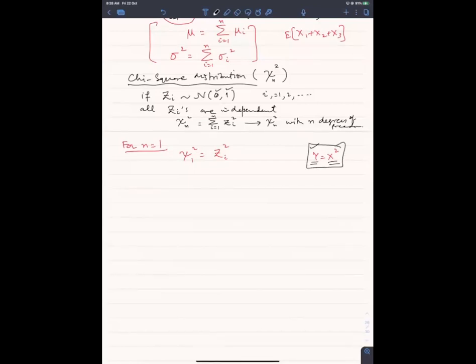The same thing is happening here: if you know the PDF of zi, and you have taken its square, and I am interested in finding the PDF of psi1 square, which is y. So y is equal to x square, where x is equal to zi. How do you find the PDF of y? We learned this process in the case of a single continuous random variable: finding the PDF of a function of a random variable. And how do I find it here?